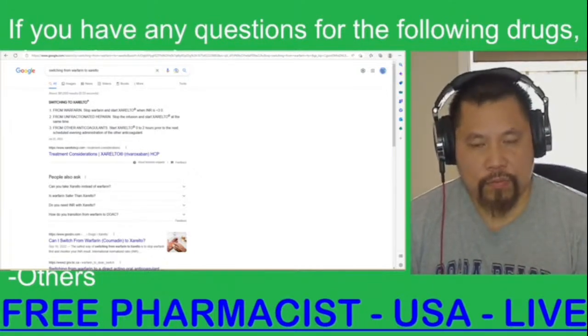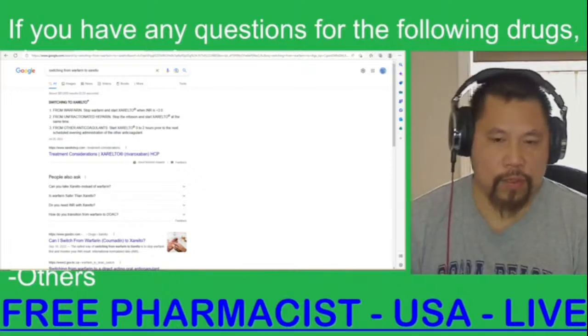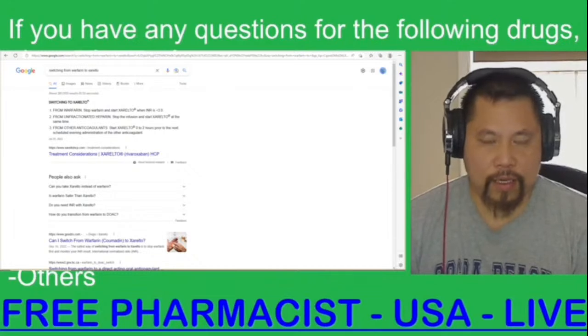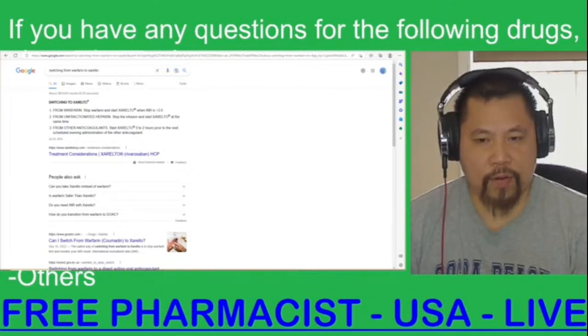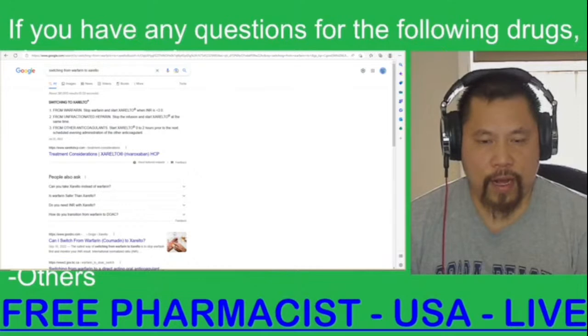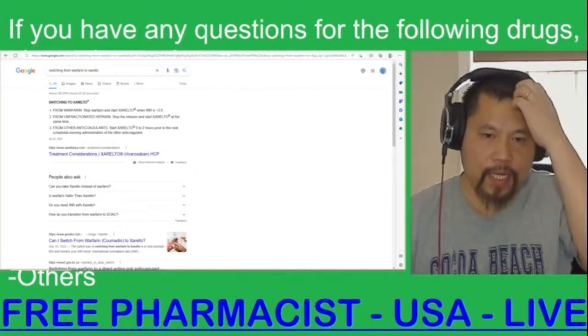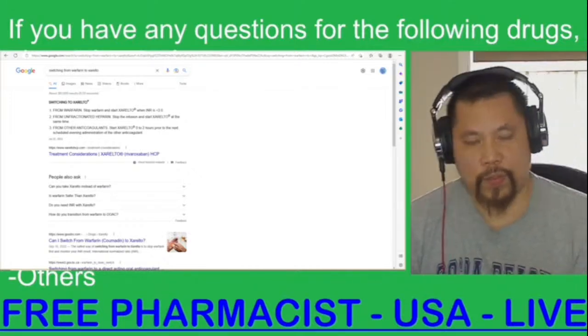If it's 3.6 or above, like 4, then stop the warfarin for 2 to 3 days. But if it's more than 4, then I have to hold the dose, and I have the patient come back in 1 week, and reset the INR and go from there. That's how I switch to Xarelto.